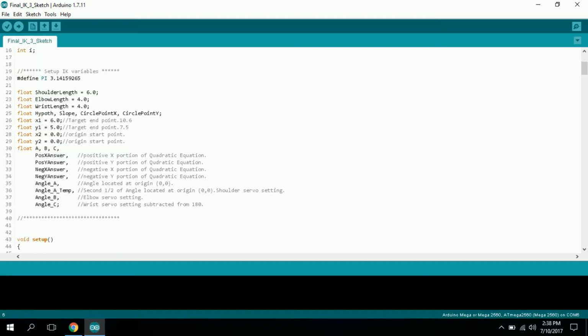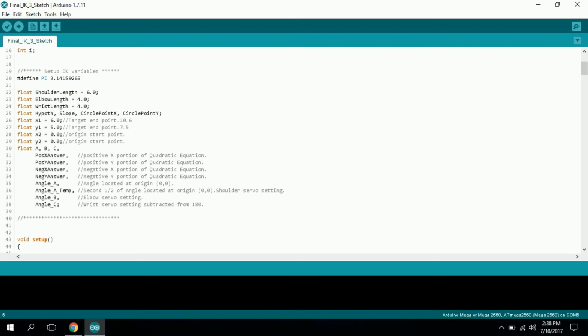Here I set up the IK variables. I define pi in case I need to use it. The shoulder length, elbow, wrist length. Everything is float. I'm doing everything in float because you need that precision, and also when you do cosine and inverse cosine, it's a decimal, and you want to get as accurate as possible. So everything's in float, the hypothesis, the slope, point x, point y.